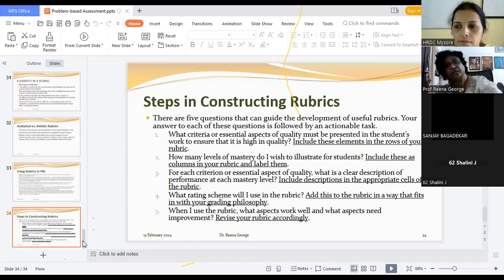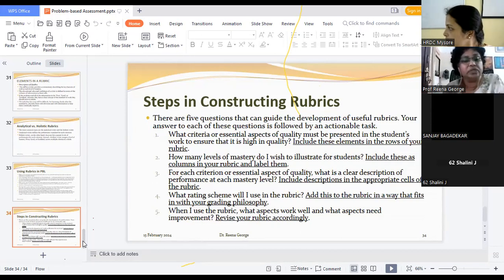Then you are actually using your rubric. And once you start using the rubric, you will know when to revise it accordingly. Sometimes you come up with a student who is excellent in performance, and in your rubric there is no cell to fit that student somewhere. So you'll have to revise the rubric accordingly. So this is how you proceed with problem-based assessment. Okay.